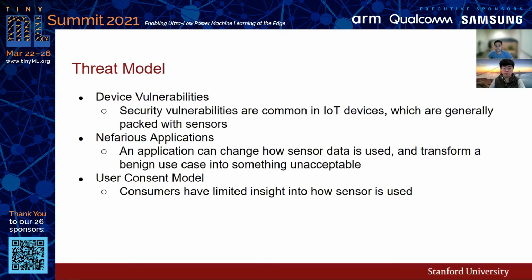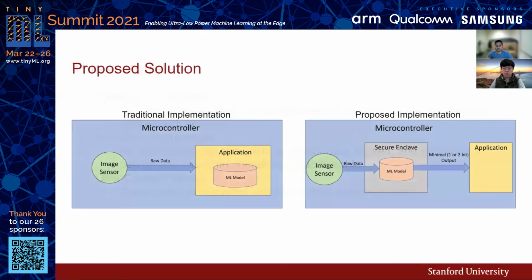First, security vulnerabilities are especially common in edge IoT devices, and combined with the fact that these edge devices are packed with sensors and often store a significant amount of data, it's no surprise that these devices are an enticing target for attackers. Next, consumers are concerned with devices recording them in detail, but not necessarily with sensors detecting less detailed information. And an application that uses data in a way that's acceptable and perceived as benign can be easily changed into something unacceptable through a simple software update. And finally, consumers of edge devices have limited insight into how sensor data is being used, which prevents them from being able to understand and trust the device.